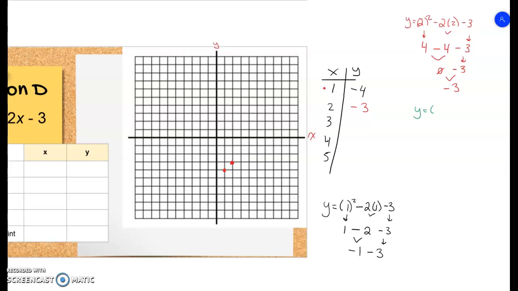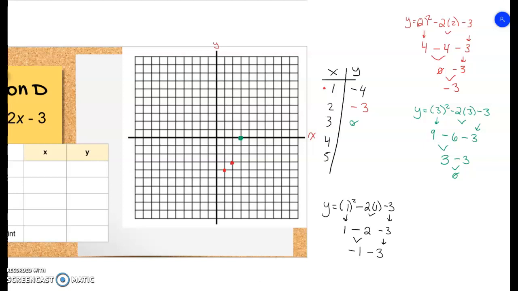So then I have y equals 3 squared minus 2 times 3 minus 3. 3 squared is 9. Negative times a positive is a negative. 3 times 2 is 6, and bring down your 3. 9 minus 6 is 3, and 3 minus 3 gives me 0. So eureka! I actually hit somewhere on our x-axis. So there's my first point of interception.